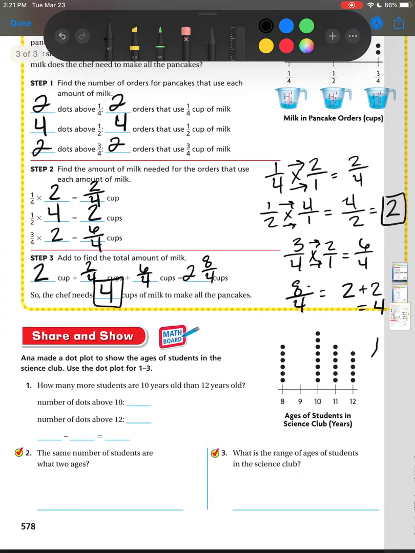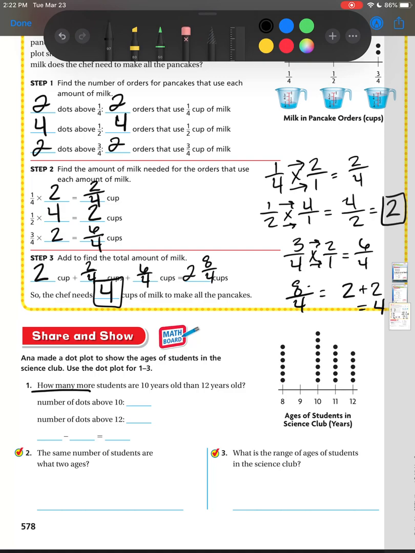All right, let's use this dot plot, last but not least, to answer some questions. So now we've got another dot plot showing the ages of students in the science club. How many more students are 10 years old than 12 years old? So how many more? Each dot represents a student and their age, right?